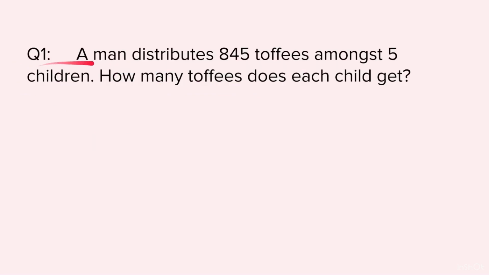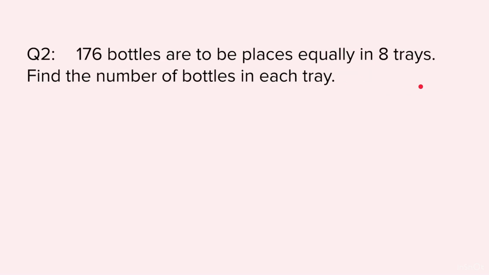Question 1. A man distributes 845 toffees amongst 5 children. How many toffees does each child get? Question 2. 176 bottles are to be placed equally in 8 trays. Find the number of bottles in each tray.